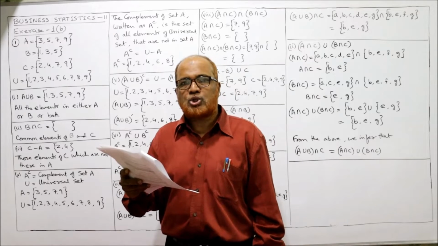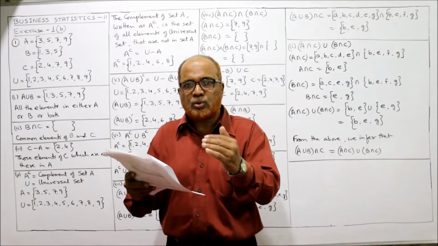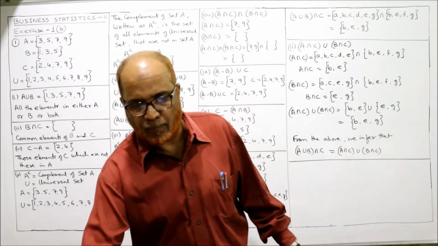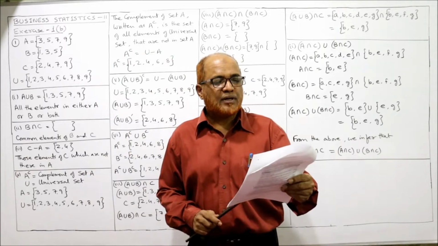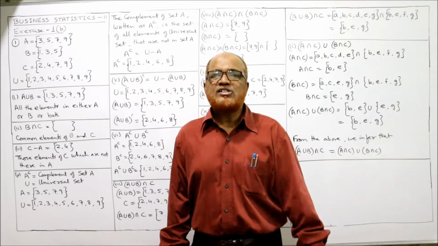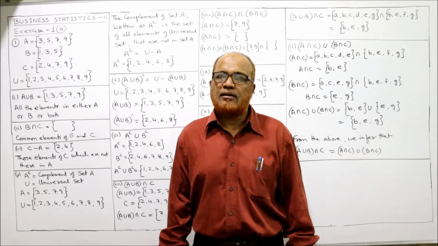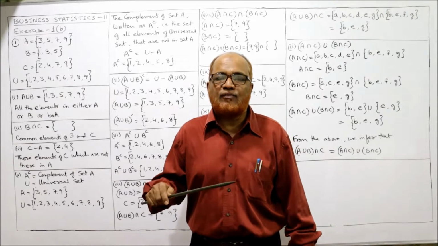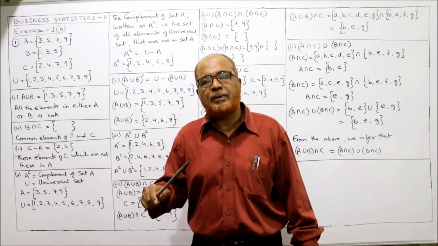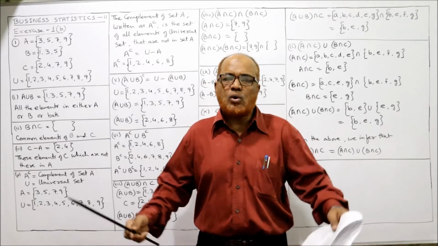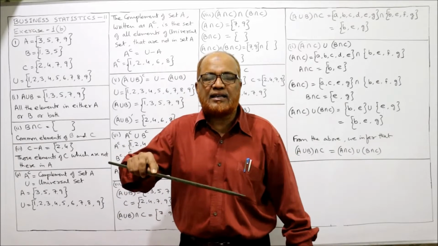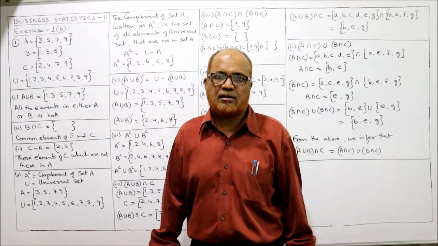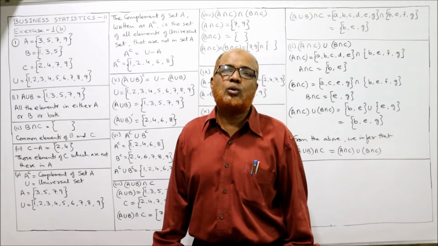Now compute. We are given 10 questions, and each question we have to compute separately by applying set operations. Now see the first question: A union B. A union B is a set which consists of all elements of A or B or both. That means we take into account all the elements of set A or set B or both. Any element in both the sets will also be taken. That is called the union of A and B.